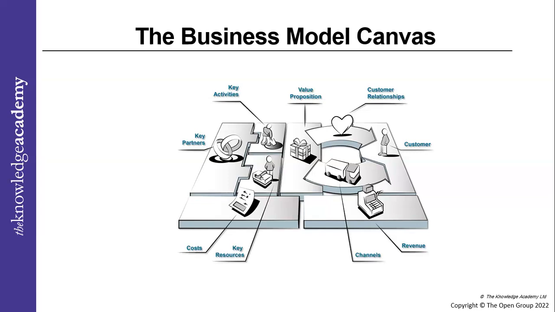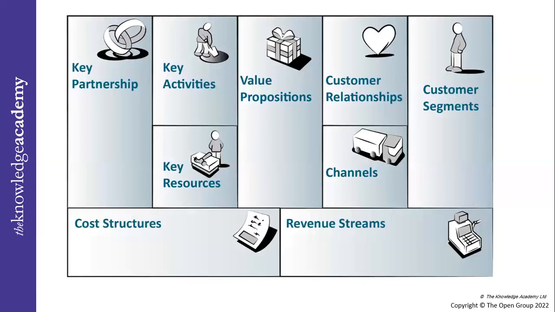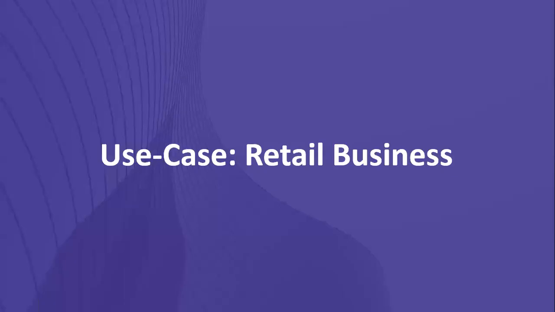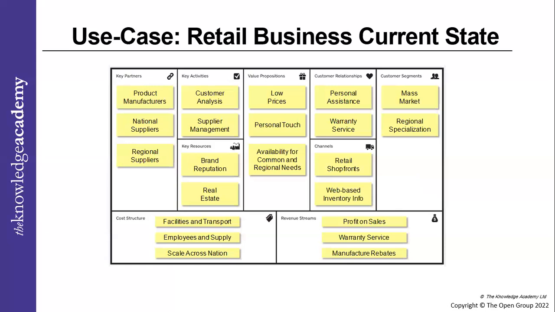Now, let's look at an example here. You went through all 9 things. Now, let's look at an example. Have a look at this. Here is a use case about a retail business, the current business state. Got it? This is the current business state of the client. Maybe Amazon.